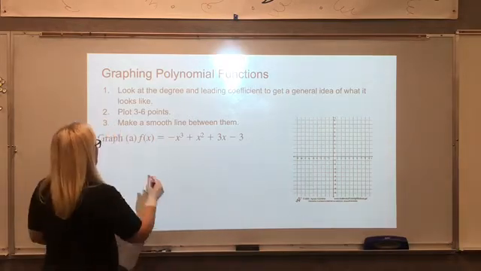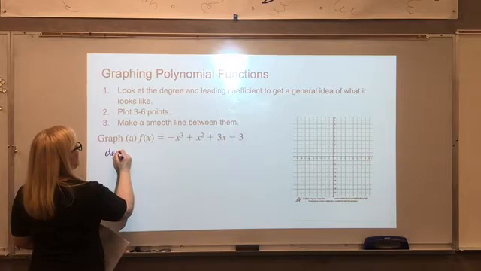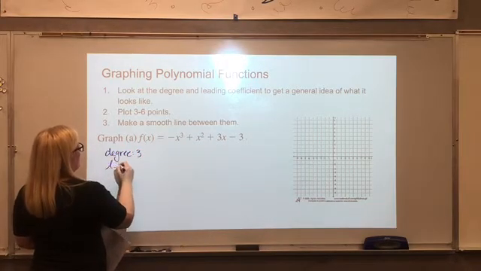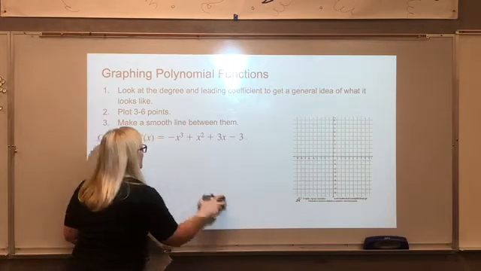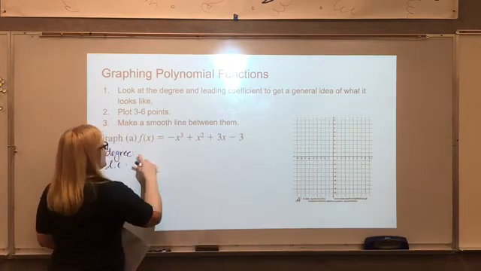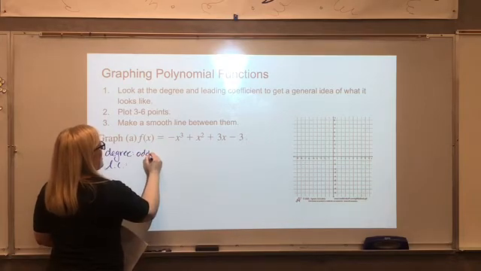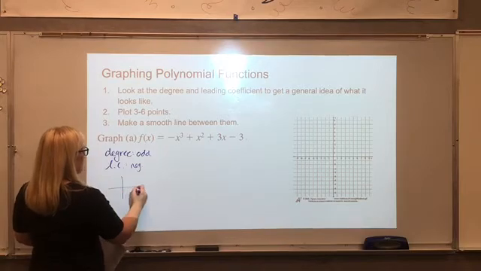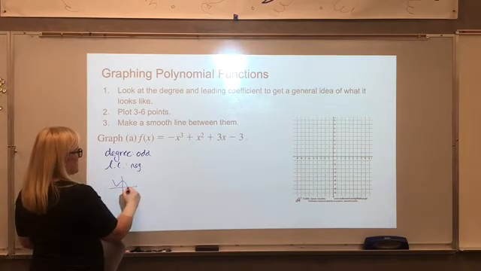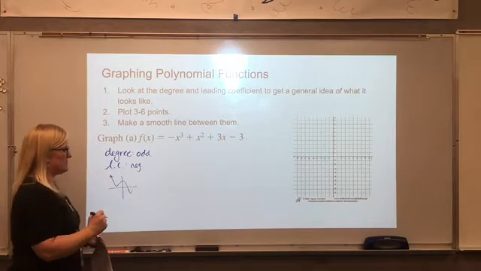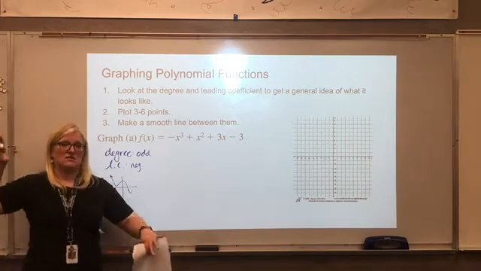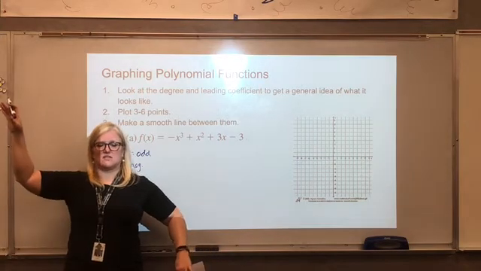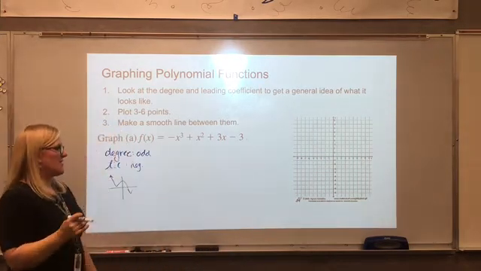So I look at this. My degree is 3. Actually, instead of saying 3, I should say odd. And my leading coefficient is negative. So if it's negative and it's odd, it's basically going to look something like that. Okay, so I know that describing the end behavior is going to be like this. The behavior of the ends.